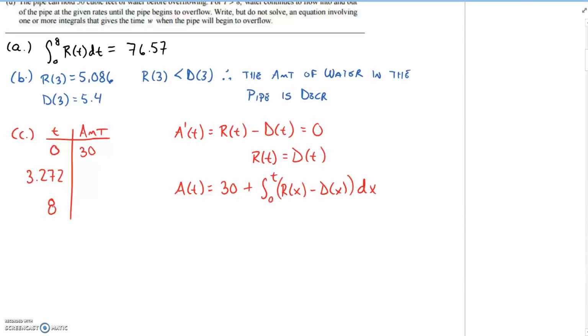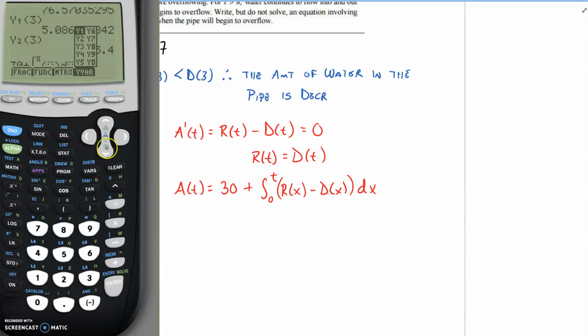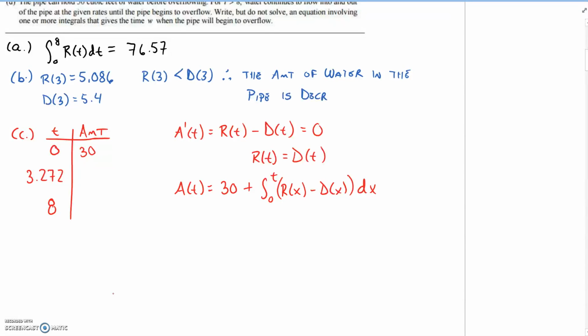And I can use my calculator for this. 30 plus math 9, the integral from 0 to x. The value that's stored in x right now is 3.272. Alpha y3, which is where I have y1 minus y2, integrated with respect to x. And there's 27.965.